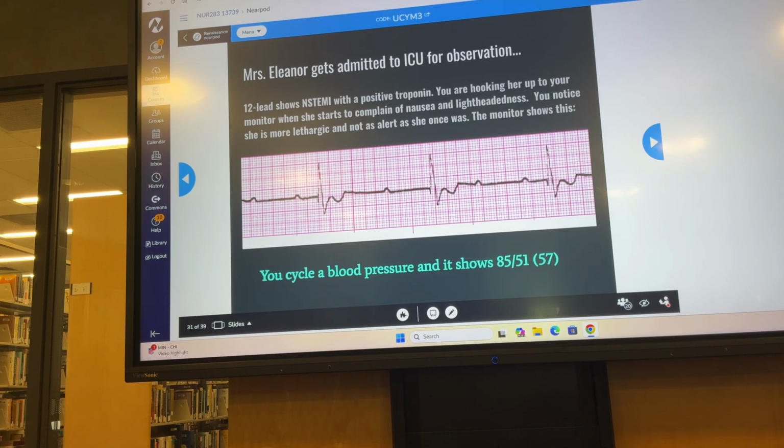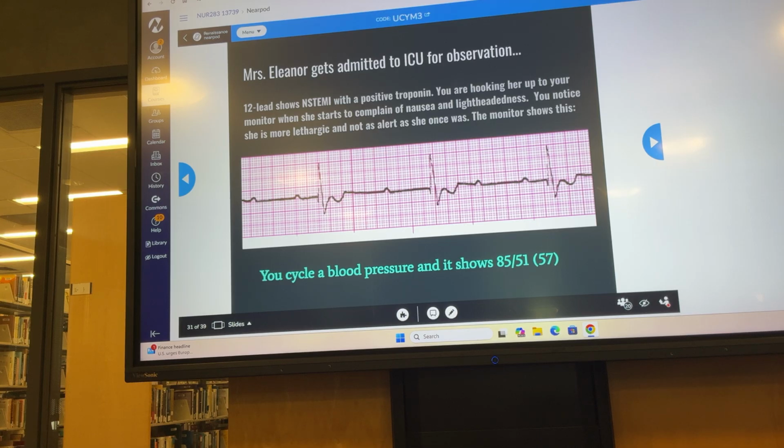Okay, so the third facet of ACS, we talked about unstable. Mr. Albert progressed from unstable to STEMI. Mrs. Eleanor has the other facet, an N-STEMI, okay, where she has ST depression, okay, and a positive troponin. So there's some rhythm change, but the take-home message is that there's that positive troponin.